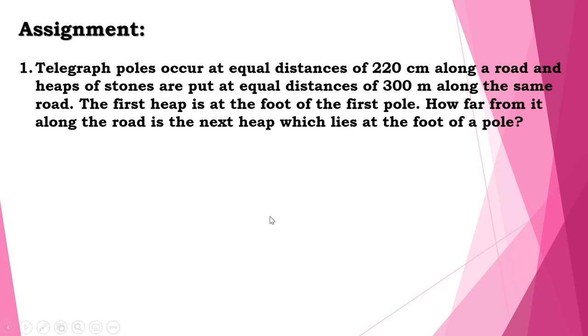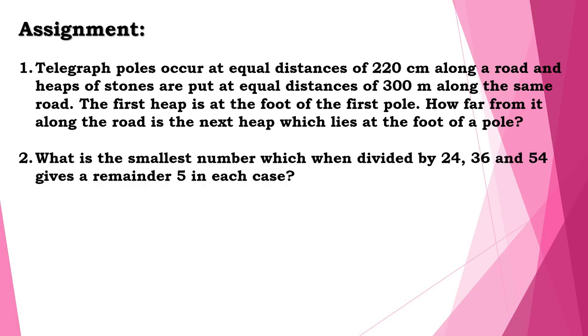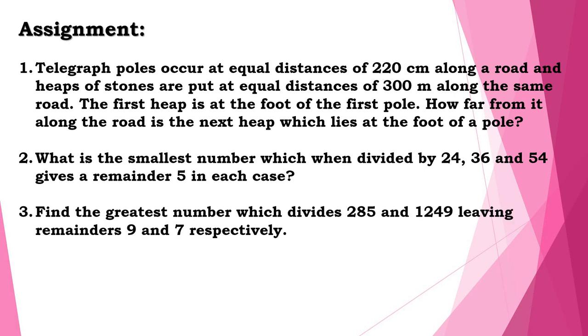So the assignment. Telegraph poles occur at equal distances of 220 cm along a road, and heaps of stones are put at equal distances of 300 meters along the same road. The first heap is at the foot of the first pole. How far from it along the road is the next heap which lies at the foot of a pole? What is the smallest number which when divided by 24, 36 and 54 gives a remainder 5 in each case? Find the greatest number which divides 285 and 1249, leaving remainders 9 and 7 respectively.